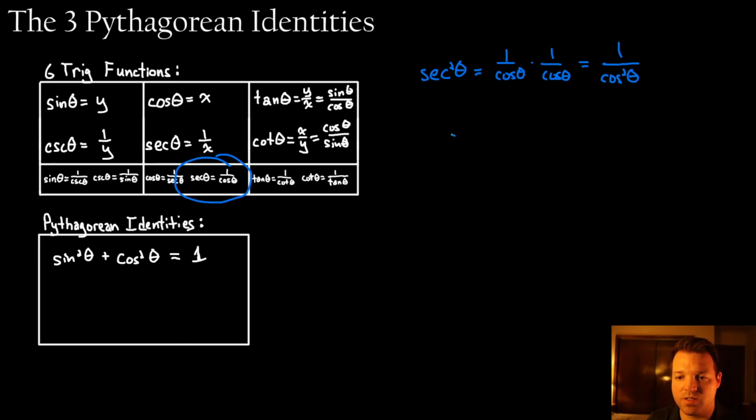So in other words, the secant squared of theta is equal to 1 over cosine squared of theta. Okay, do you guys see how that works? All right, so using that information, let's go ahead and figure out our next identity.